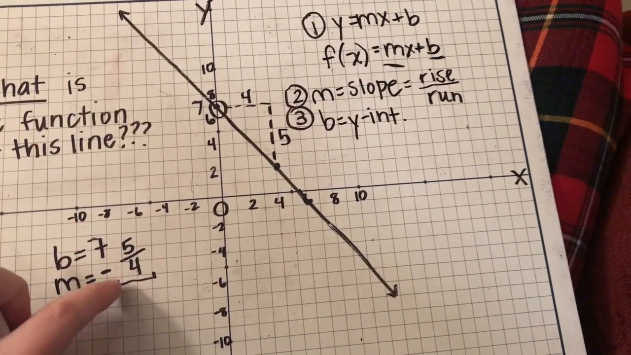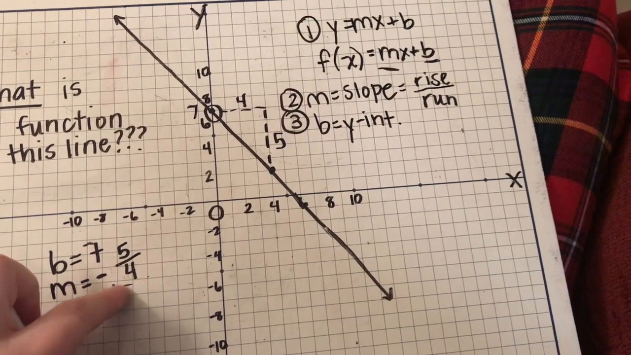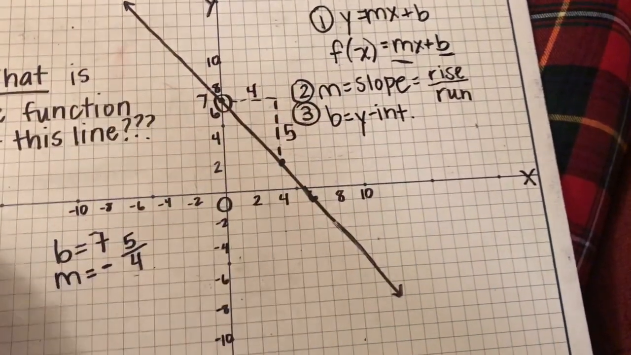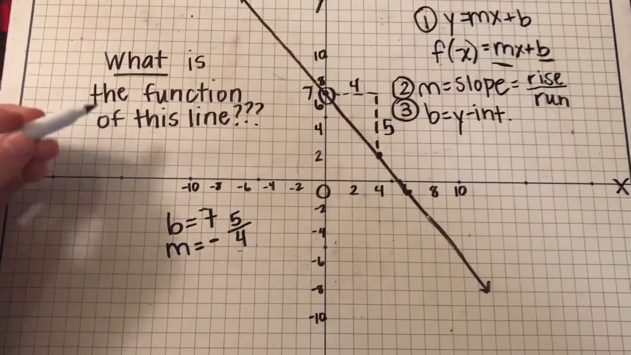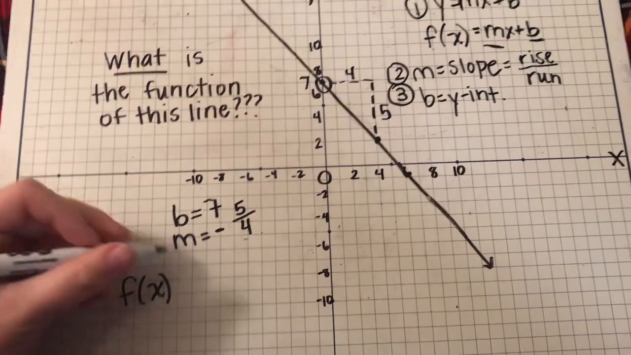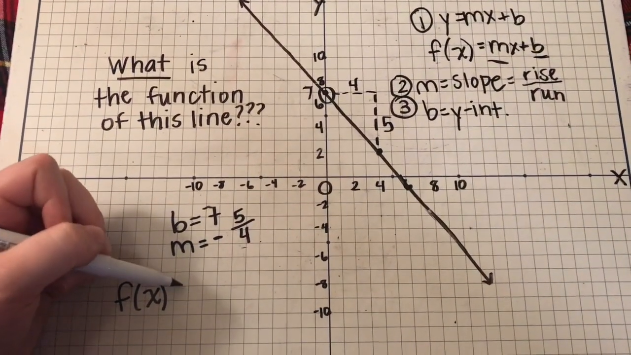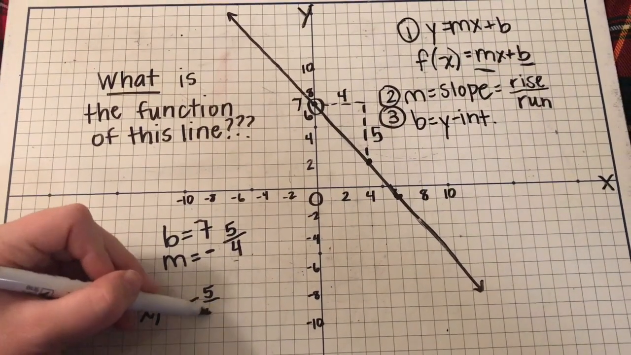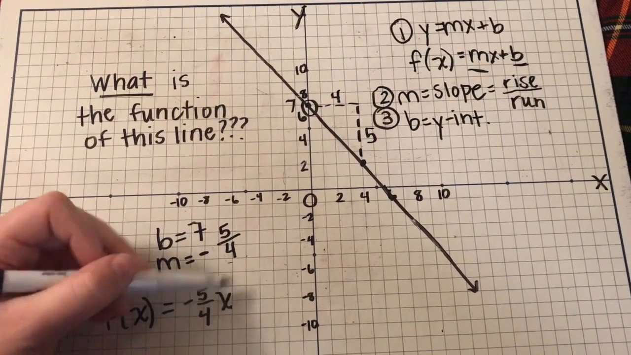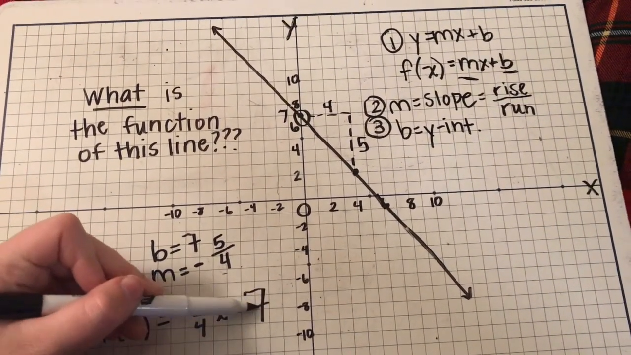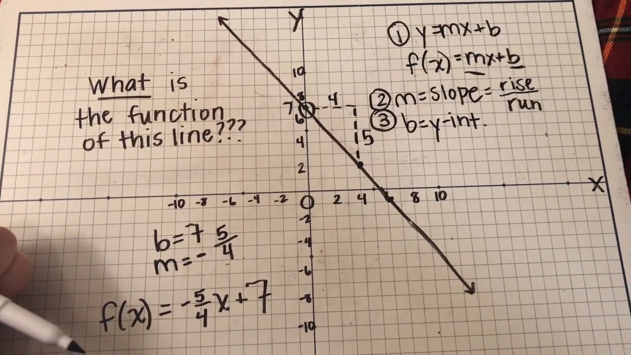We know that our slope is negative because the line is going down from left to right. So the equation of our line, the function of this line, f of x equals m, which is negative 5 over 4, x plus b, which is 7. All right, well done.